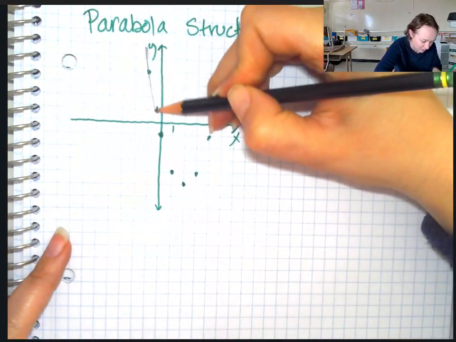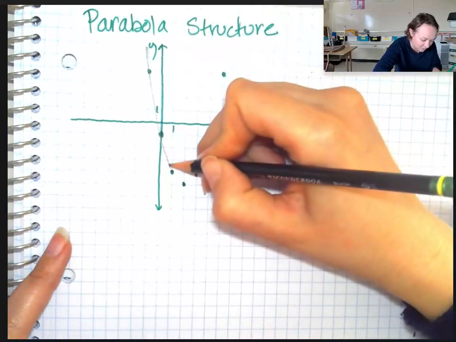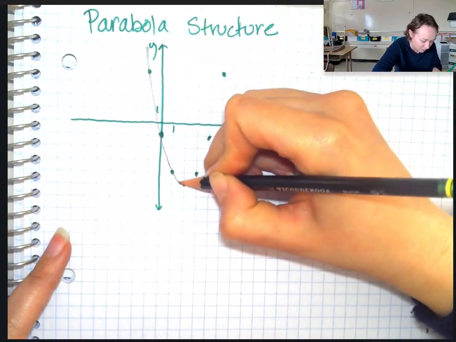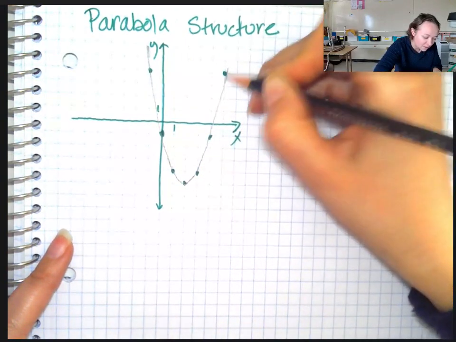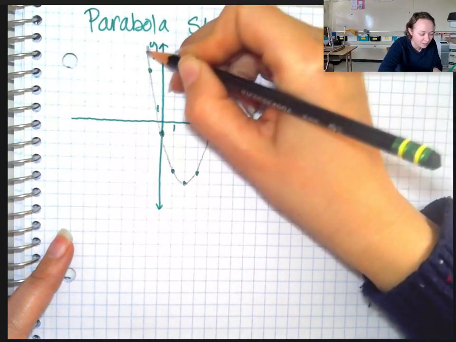You're going to connect the points. Try not to make it pointy at the bottom. So try and curve around the vertex and then back up on the other side.